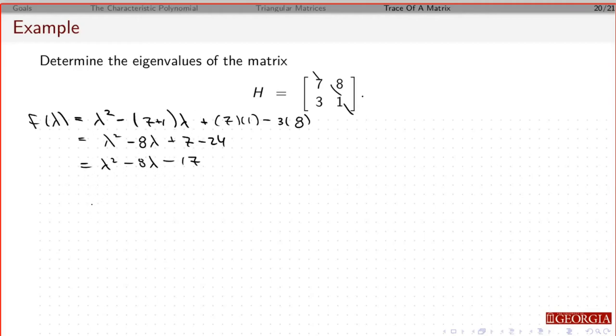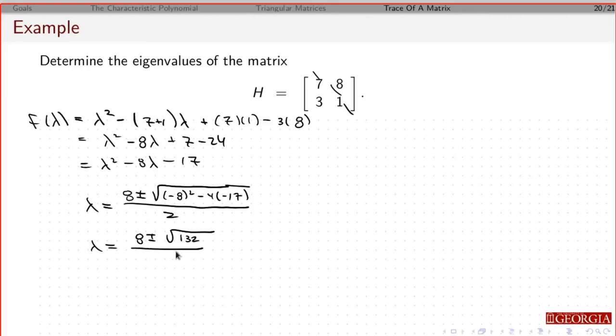I don't see a good way to factor that, so I'm just going to use the quadratic equation. So this is going to be minus a minus 8, and this is going to be minus 8 squared minus 4 times minus 17, all over 2. And I already did this in advance, and I got 8 plus or minus the square root of 132 over 2. And so there's my eigenvalues. The first eigenvalue is 8 plus square root of 132 over 2. The second eigenvalue is 8 minus square root of 132 over 2.